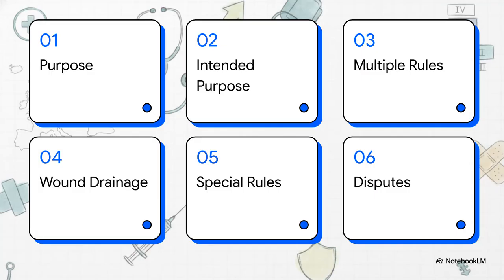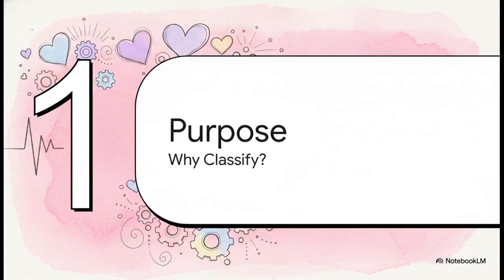Here's our game plan for today. We'll kick things off with the purpose of classification, then look at intended purpose and variables. After that, we'll tackle applying multiple rules, walk through a real-world wound drainage example, highlight some special rules to remember, and wrap it all up with handling classification disputes. Let's get into it. All right, Section 1, the purpose of classification.